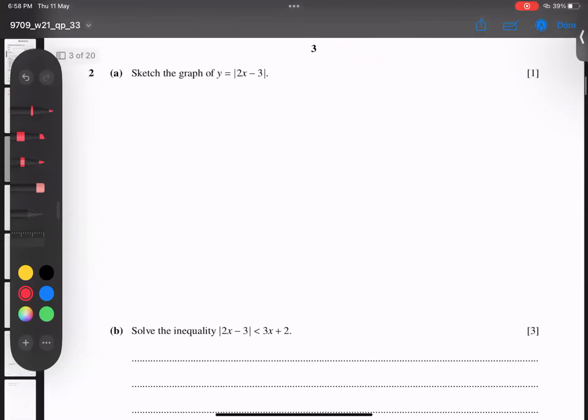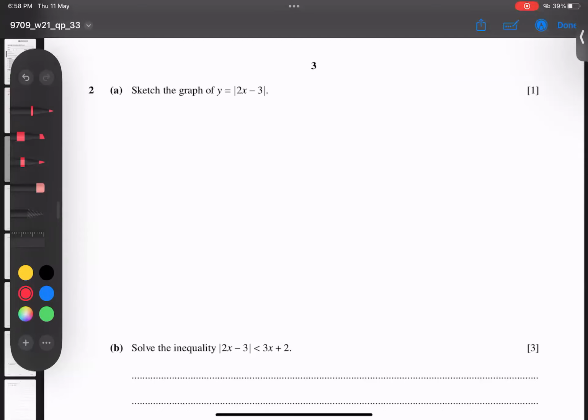Question number 2, sketching this part. Interesting part, how to sketch this one. We have to make a table of numbers, okay students, and there is a best way to sketch it. Normally we make only two values, but this time we'll make three values. Whenever modulus comes, we can make three or more, but three is ideal.